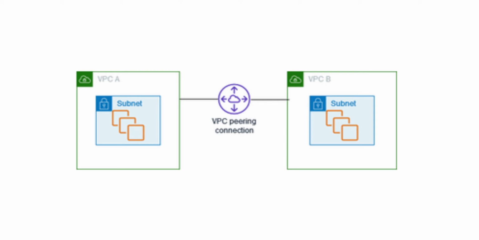Hi, in this video, we will create a VPC peering connection. A VPC peering connection is a networking connection between two VPCs. It enables you to route traffic between them. Instances in either VPC can communicate with each other as if they are within the same network.